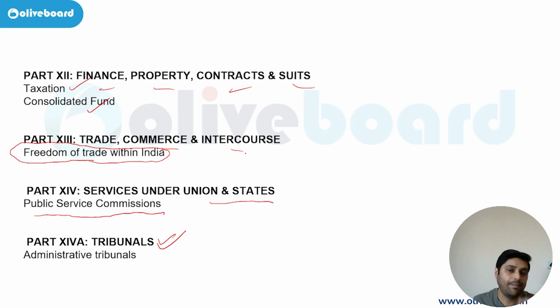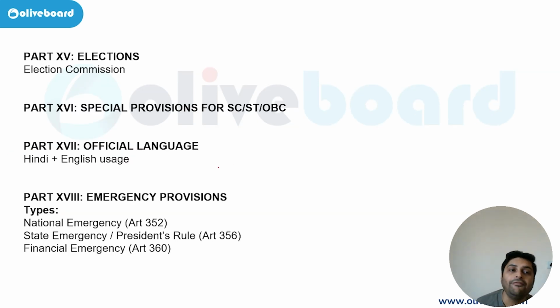Suppose any IAS, IPS, any civil servant, if a complaint has come against them, inquiries against them, then their conduct trial will be done in administrative tribunals. Part 15 deals with elections. So we have election commission, again a constitutional body, correct? So there are some constitutional bodies, correct? One of them is election commission.